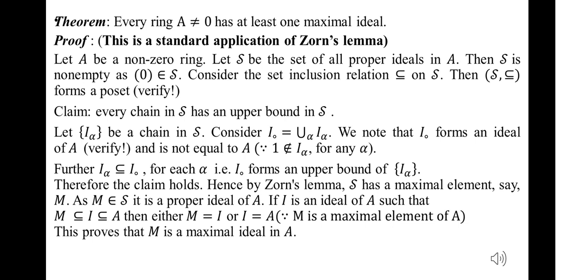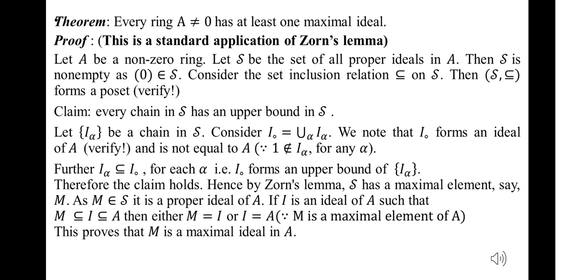That says I naught forms an upper bound of the chain I alpha we have taken in this poset S with respect to inclusion. Thus, we have shown that I naught is an element in S which acts as an upper bound of the chain I alpha which we have taken.